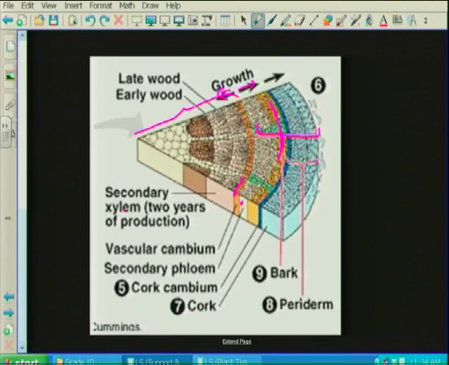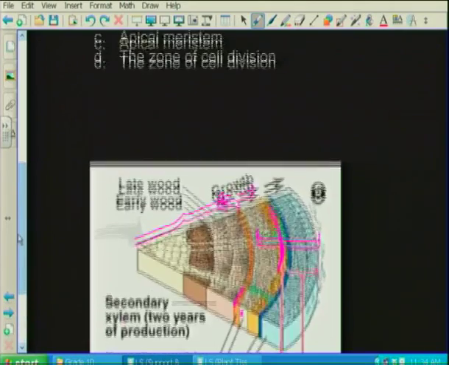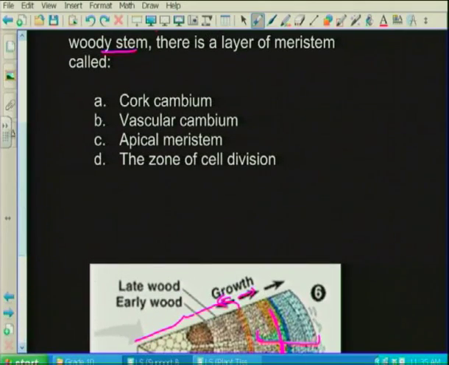Just there. What do you find? And the answer would be your cambium. So it would be your vascular cambium. So let's move on now to question 1.6, which has to do with the annual rings in a tree.